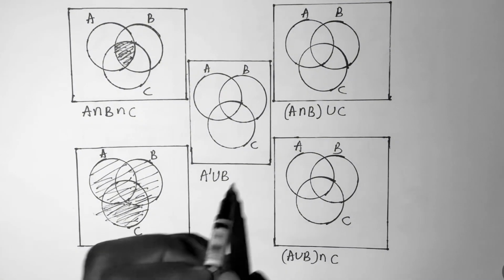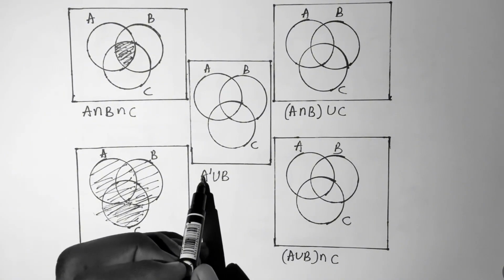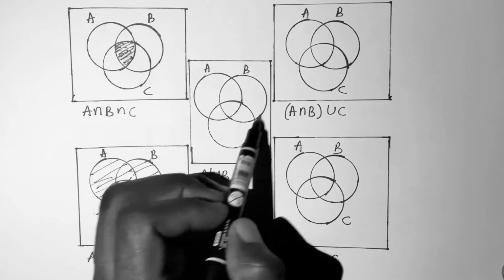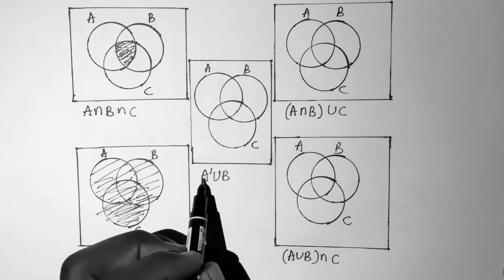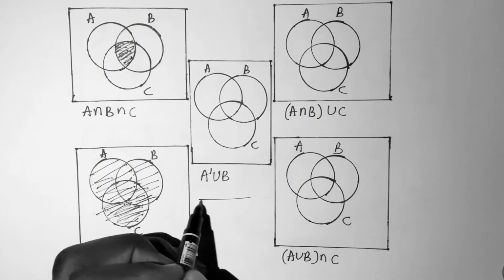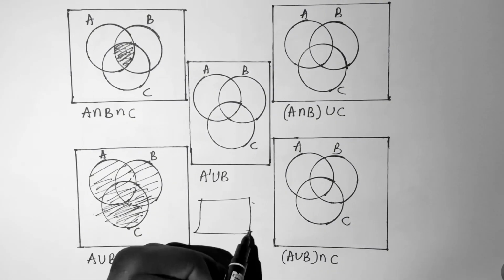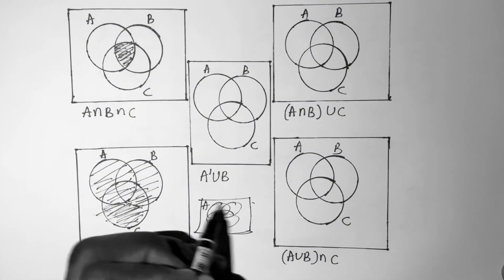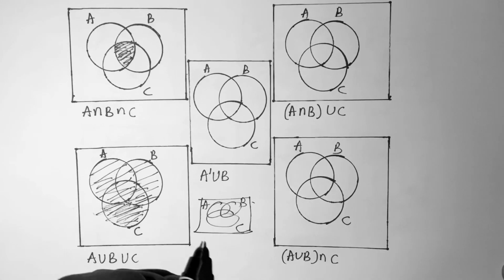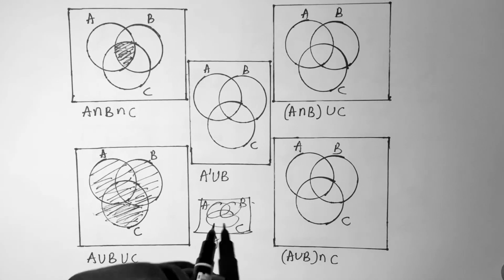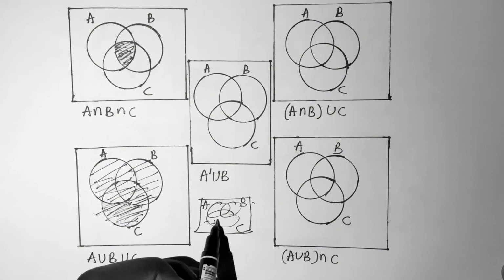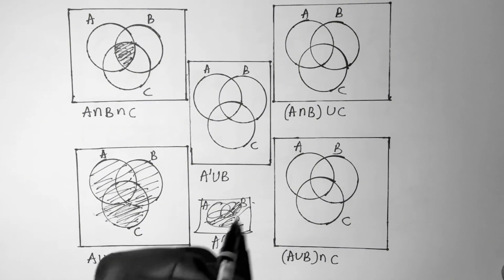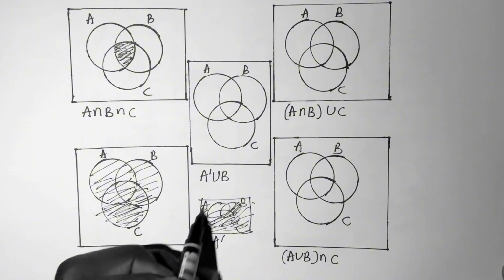Now let's come to this one, which is A complement union B. So that means all of B must be part of the answer. But let's find A complement. So let's draw a Venn diagram here. A, B, and C. So we are looking for A complement. That means all the regions outside of A. So you see that this region is outside of A, including the outer parts.